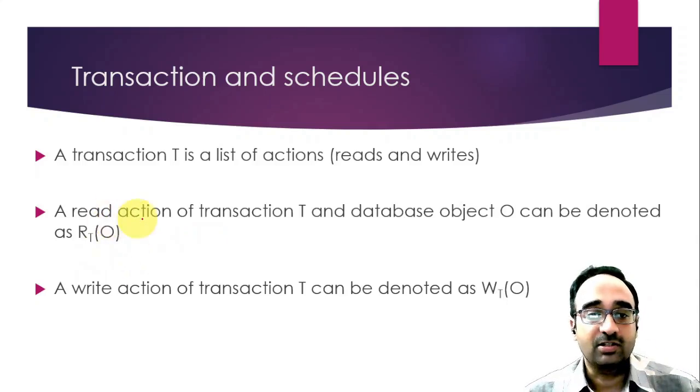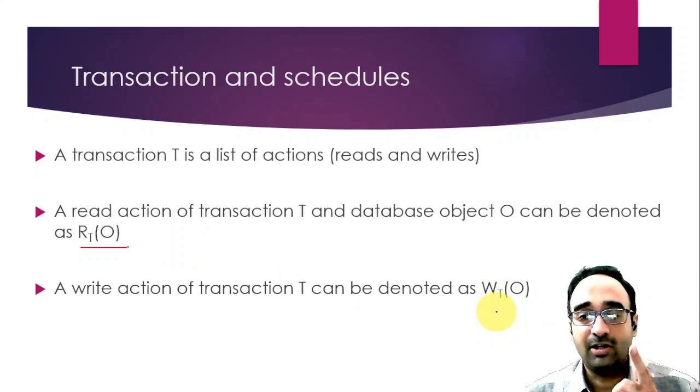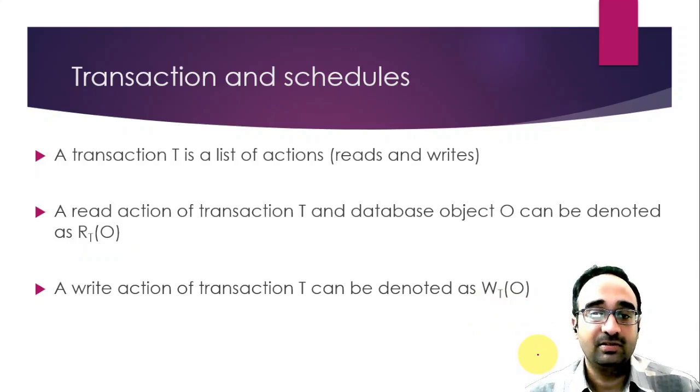A read action is denoted like this. R_T(O) means a read operation of a transaction T on object O. That means a transaction T is reading an object O. Similarly, a transaction T writing on an object O is denoted like this. These are some notations, that's all.